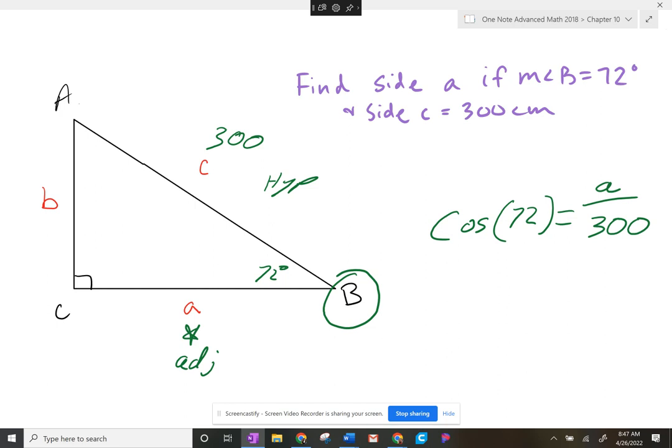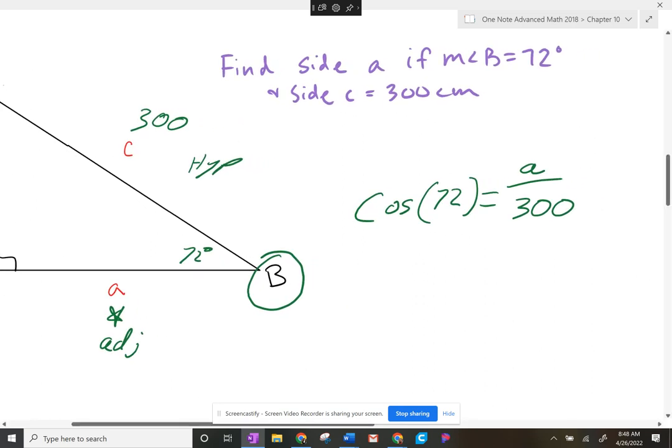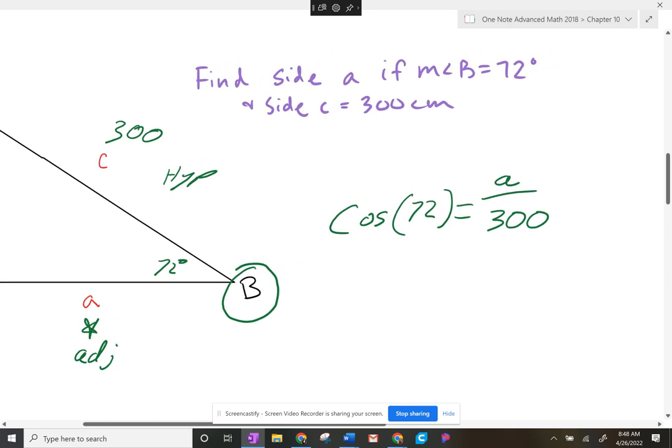All right, the nice part is that if you do get an angle, you can punch that directly into a calculator and you can use it to solve it, and it'll give you a decimal. So for me to figure out what side A is going to be, I need to get that part on the side of the equation all by itself. So for me to get this A on a side by itself, I'm going to multiply both sides by 300. That means this one and this one will cancel out. And to figure it out, I'm going to type in my calculator cosine of 72 times 300.